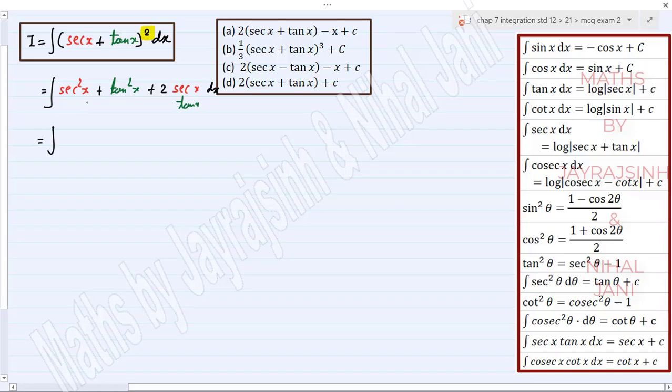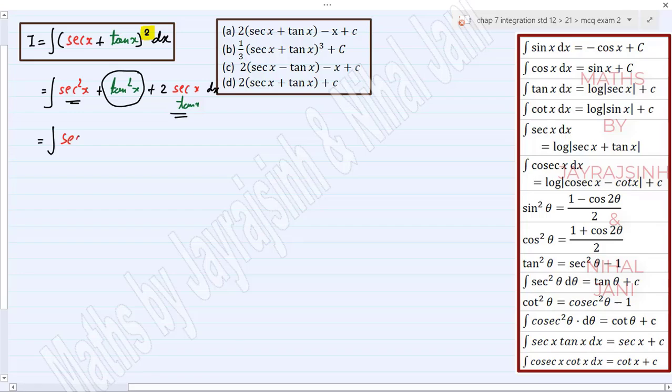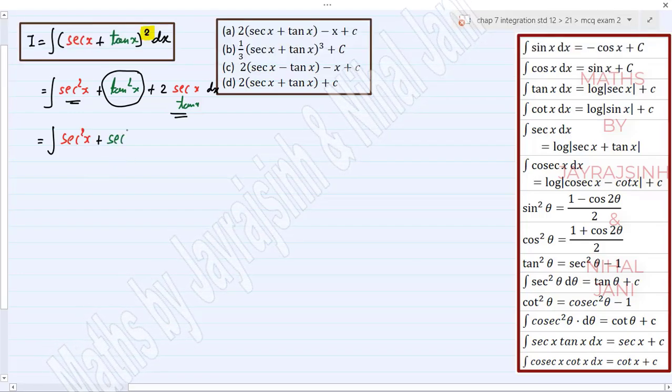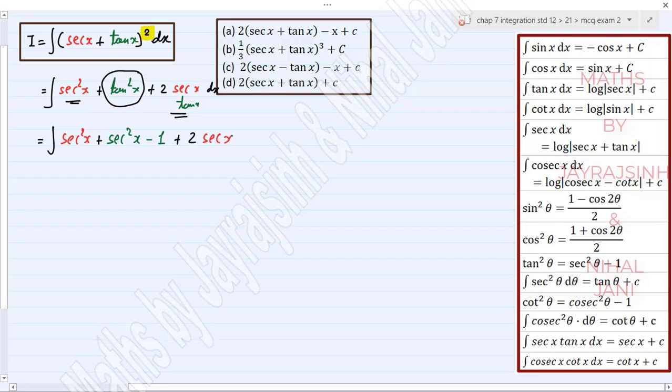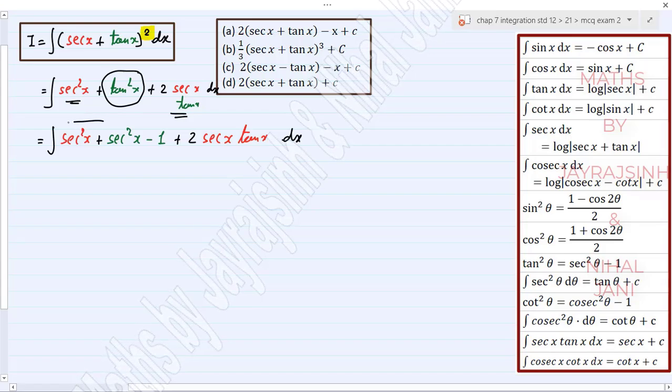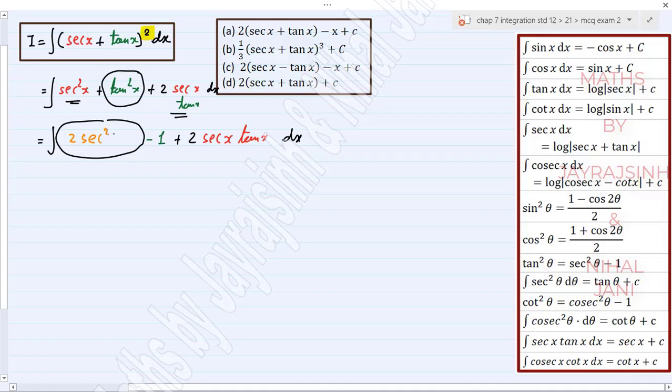Yeah, we can integrate first and third term, but to integrate tan square x, we have to convert into sec square x. So let's say if sec square x is as it is, tan square x can be converted into sec square x minus 1 plus 2 times sec x tan x will also as it is. The sec square x plus sec square x will become 2 times sec square x. Now we are ready to integrate.